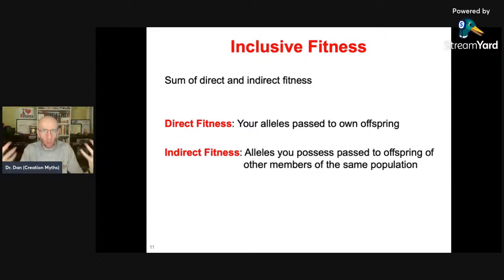Now, this is a weird way to think about fitness, right? Is everybody okay with this? Do we have any questions about this concept of inclusive fitness? Because this is a very different way from how we normally think about fitness.